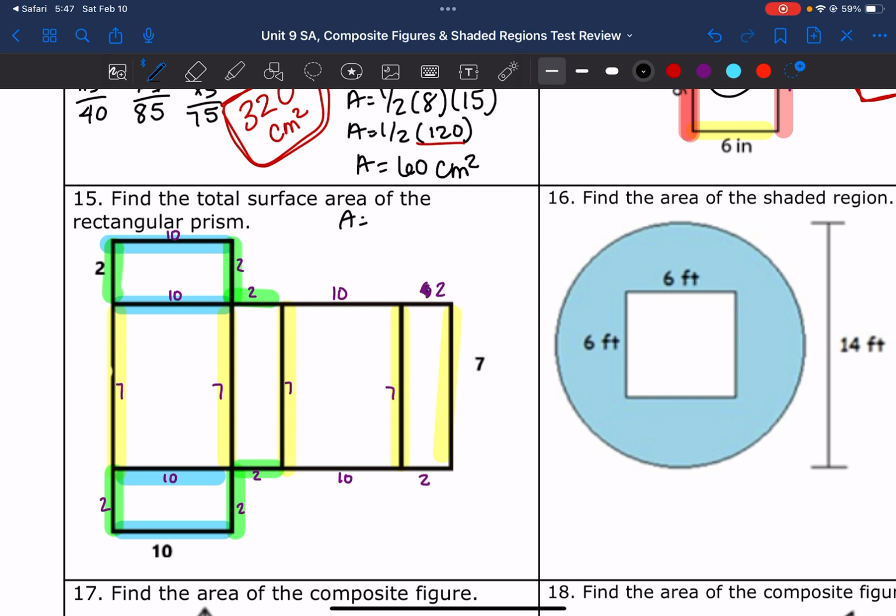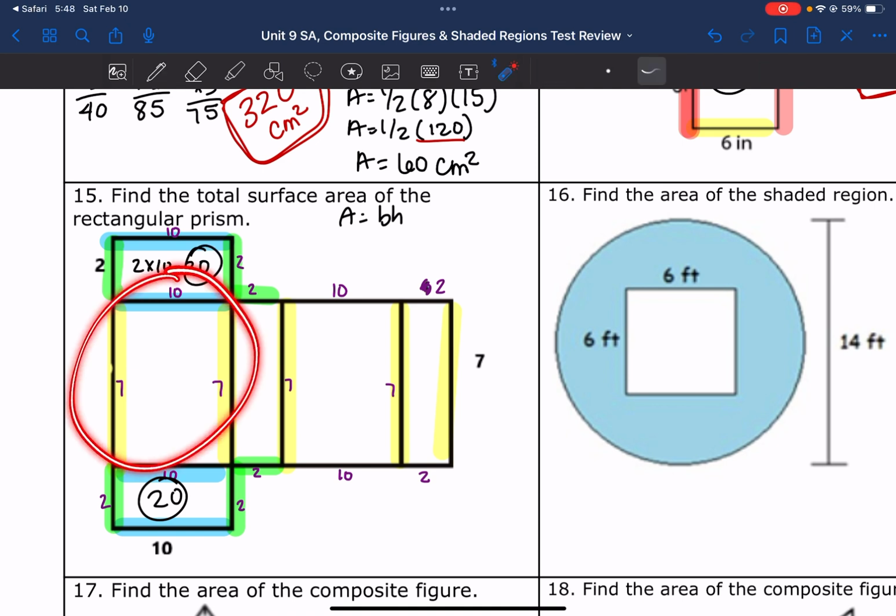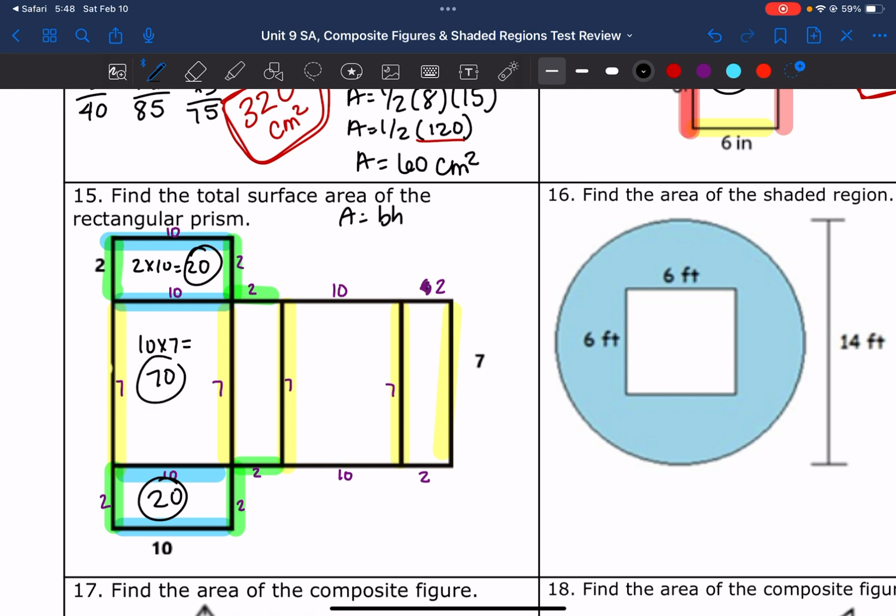So remember, formula for a rectangle is going to be base times height. So here, looking at this top one, we are going to be multiplying 10 times 2. 2 times 10 is going to be 20. And remember, this one matches this one over here. So we have these two. Okay. This one right here is going to be 10 times 7. So 10 times 7, that is going to be 70. Okay. It matches this one over here.